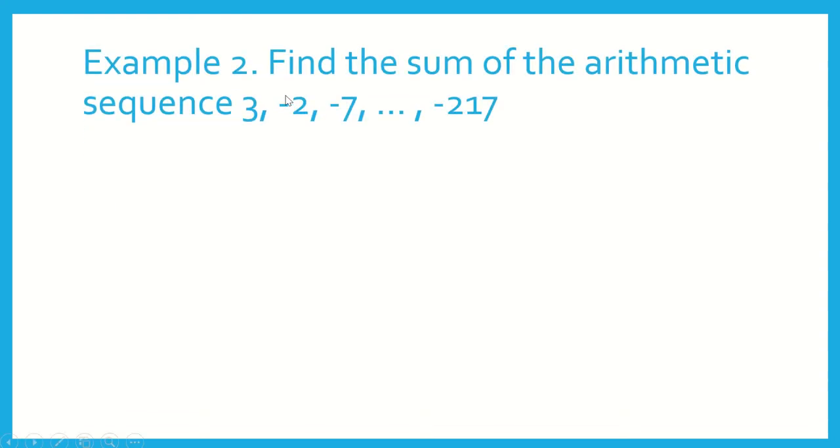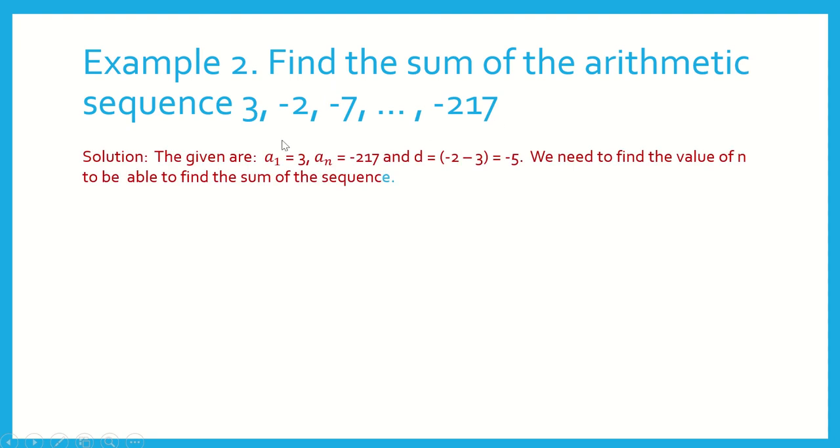Example number 2. Find the sum of the arithmetic sequence 3, negative 2, negative 7, up to negative 217. Now let us see the given. The given are the first term, which is a sub 1, is 3. A sub n, which is the last term, is negative 217. And we could get the d, which is the common difference.